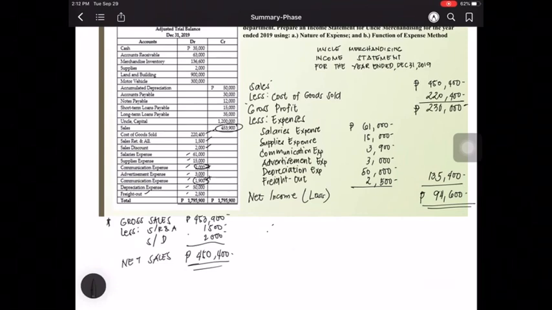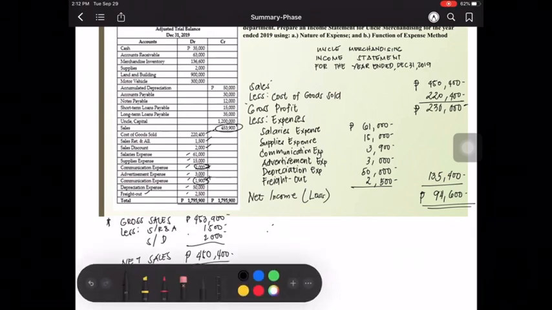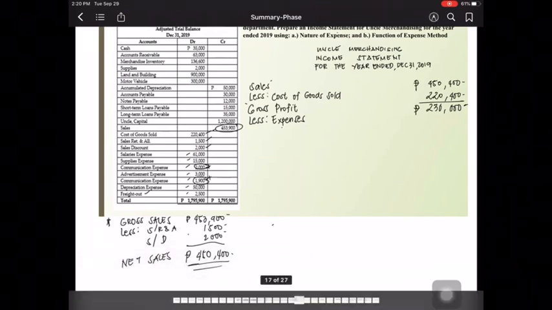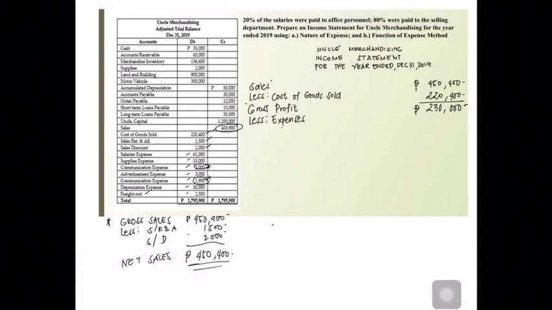What if we are required now to make use of your function of expense method? Well, it's still easy. It's still simple, you know. We don't really have to change the first part of your income statement, because the only difference between your nature of expense and your function of expense is the manner on how we are going to present our expenses. So let us first identify whether the expenses are considered part of your selling or administrative expenses. Let us read first the information, which would help us now in determining whether expense is part of your selling or your administrative expense.